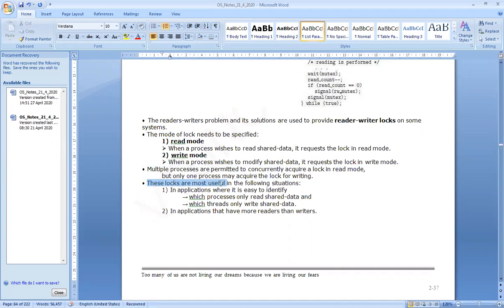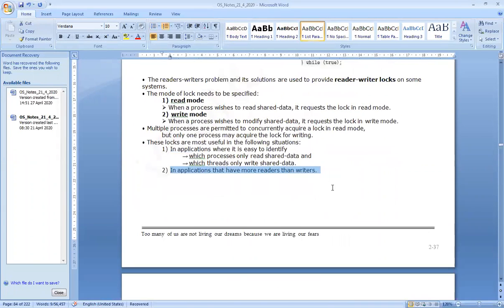These locks are most useful in different situations. So what are the situations where we are using this lock? In applications where it is easy to identify readers and writers, and in applications that have more readers than writers, there we can use our lock kind of system. So that is one of the important things about reader writer locks.